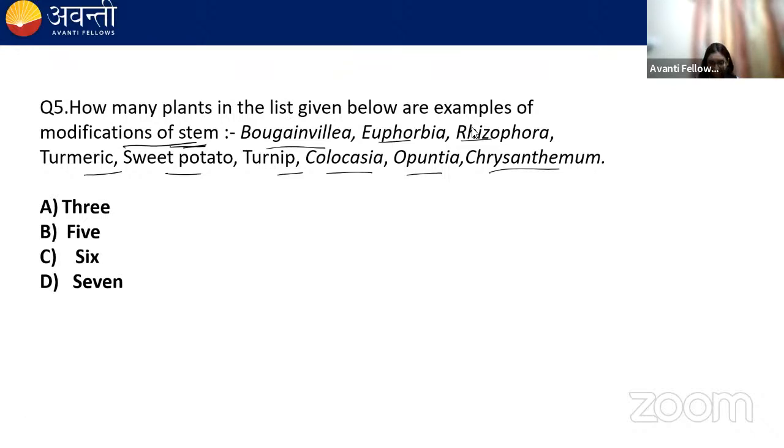Okay, let me check. The first is Bougainvillea. I'm writing with initials so that we can save time. So B is your Bougainvillea, right? What type of modification do you see in Bougainvillea? Thorns. Stems are modified into thorns, and thorns are for defense from herbivores. The second one is euphorbia. In euphorbia, the stems are cylindrical and fleshy.